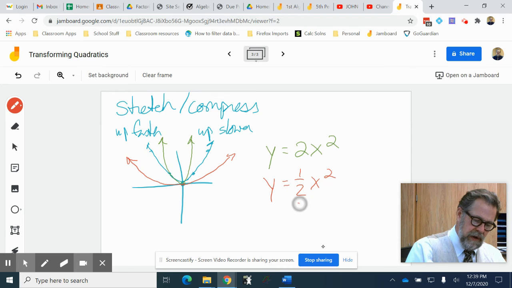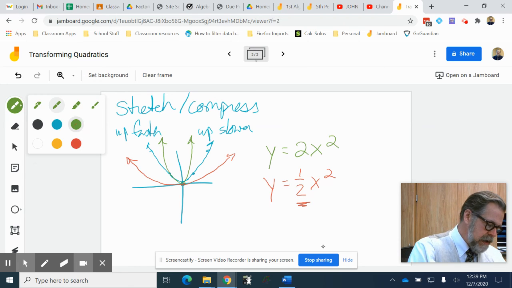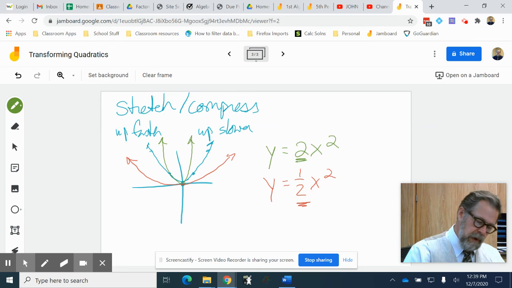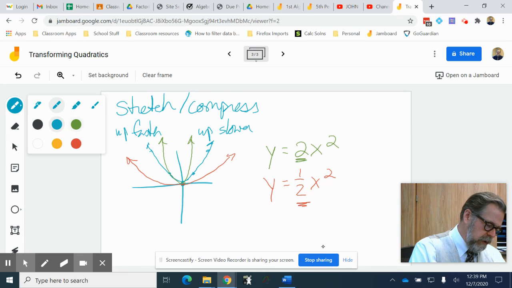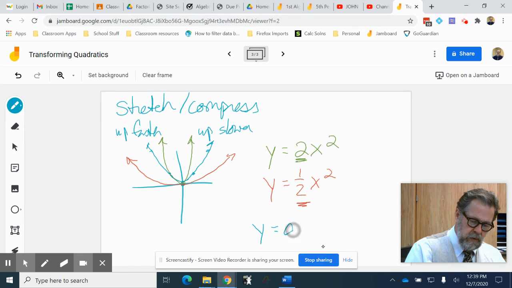All my y values get multiplied by a half. All my y values get multiplied by 2. And we generalize this as y equals a x squared.